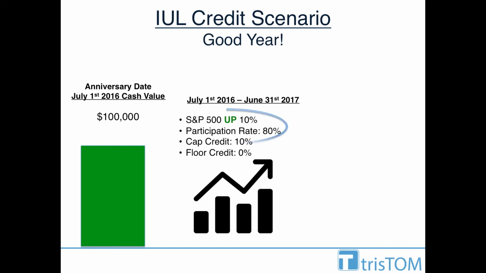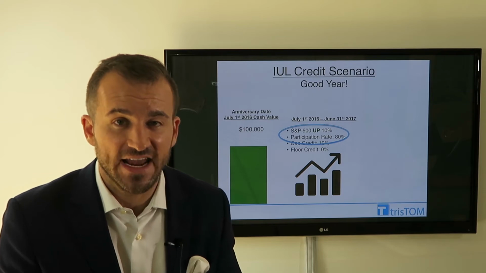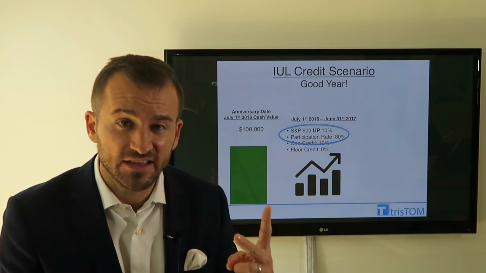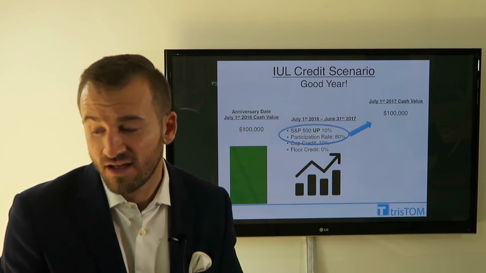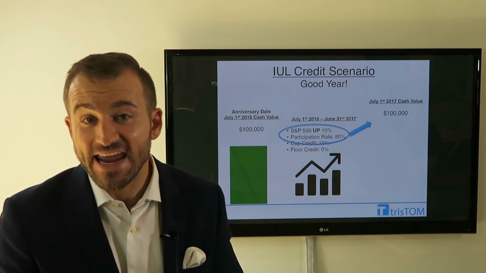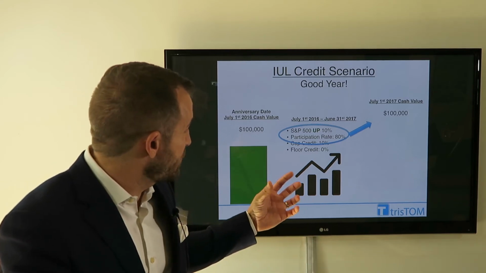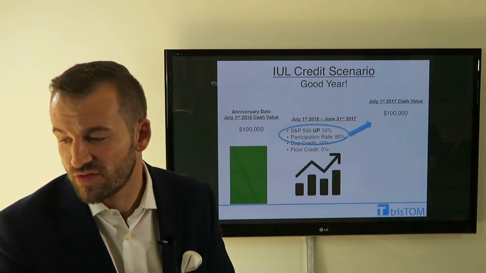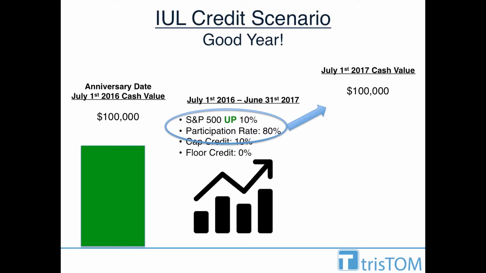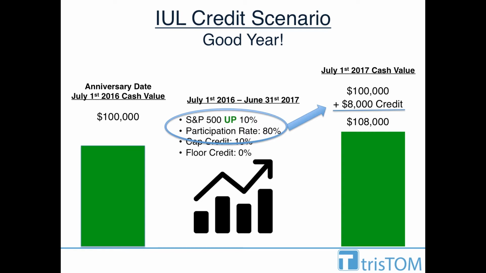Now, being that we had a good year, the two things that we need to focus on is one, the S&P 500 growth, which was 10%, as well as that participation rate, which is 80%. So since we're looking at those two items right there, we notice that we need to credit you 8% because you're getting 80% of the 10% growth. Therefore, we take your 2016 anniversary date cash value of $100,000 and we add the $8,000 of credit. Therefore, in July 1 of 2017, your cash value is now $108,000. Right?